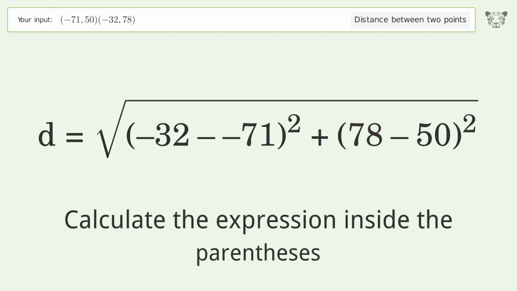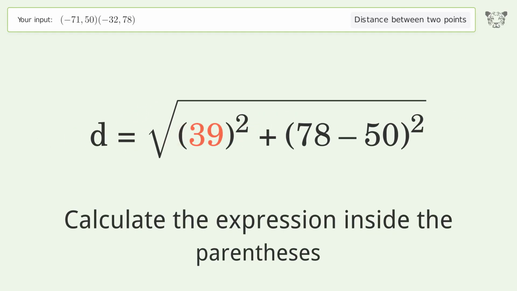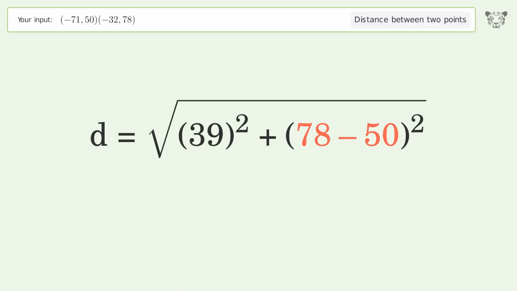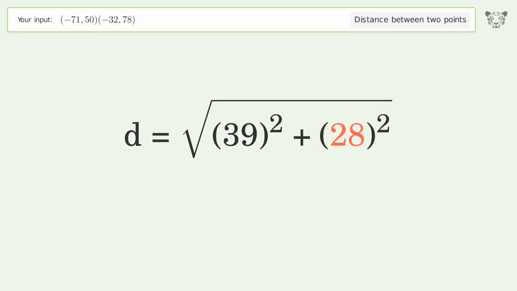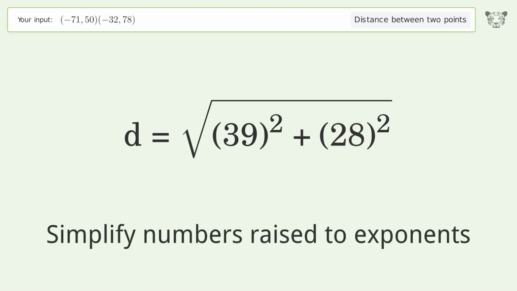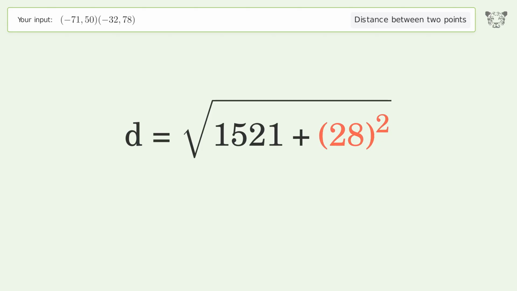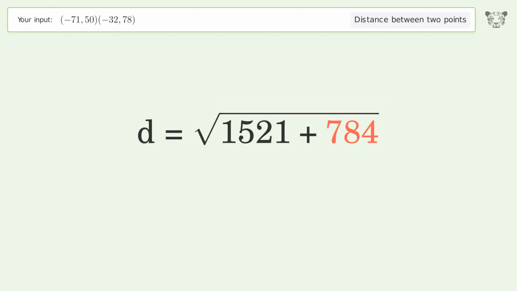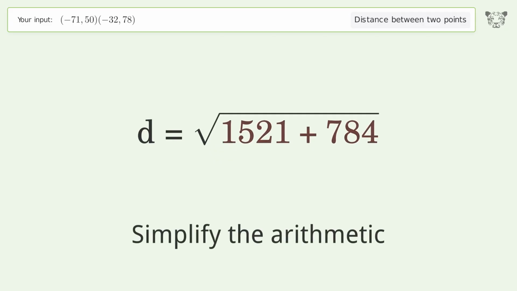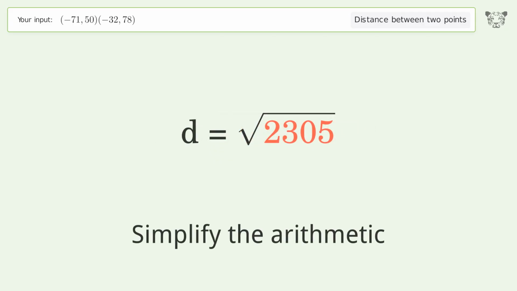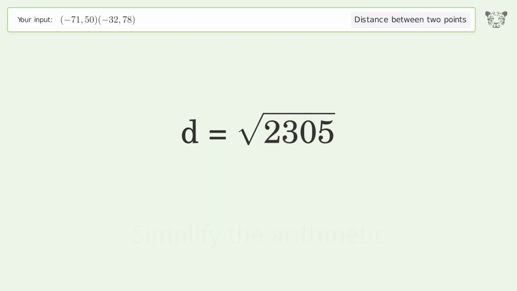Calculate the expression inside the parentheses. Simplify numbers raised to exponents. Simplify the arithmetic. And so the distance between the 2 points is the square root of 2,305, or 48.01.